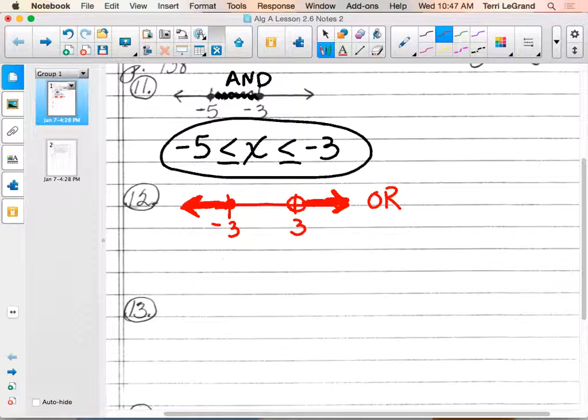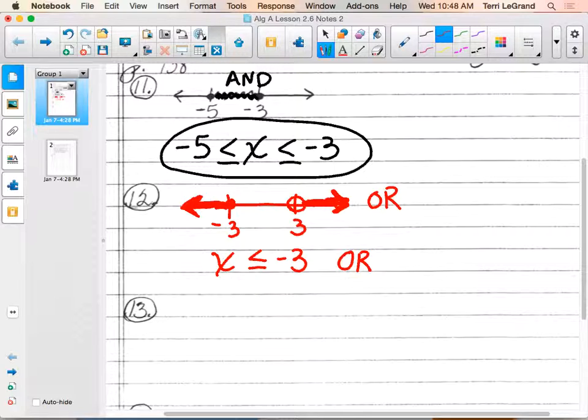Okay, what's the first simple inequality for this one, Jesse? X is less than or equal to -3. Next, we put the word or. We have to use the word or when we write a compound inequality for those situations.